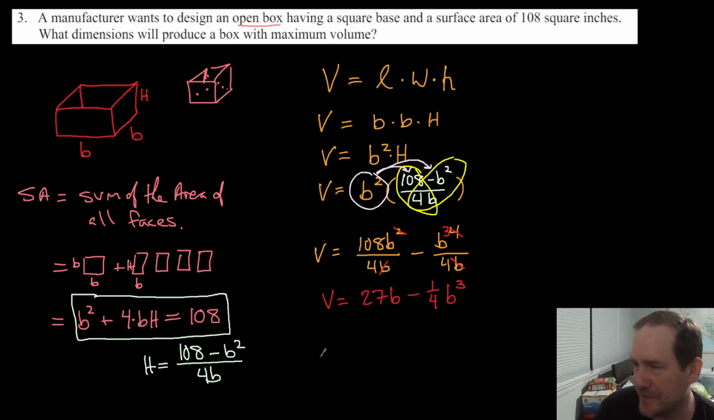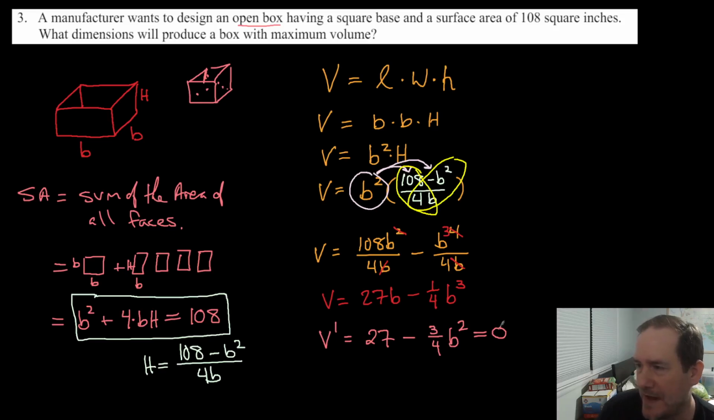Finally, we've got a not-that-bad-looking equation for volume. So we'll differentiate that, because if we're trying to maximize volume, we know that the maximum will occur when the derivative is 0. This unit on optimization still really just boils down to finding the derivative, setting it equal to 0, and solving. My derivative of 27b is just 27. My derivative here would be 3 times 1/4, so 3/4, times b to the 3 minus 1, so down to 2. That's my derivative, and I'll set it equal to 0 and go to solve.